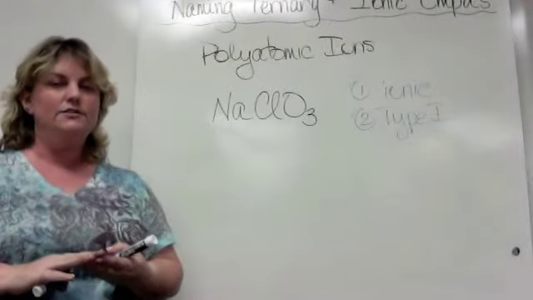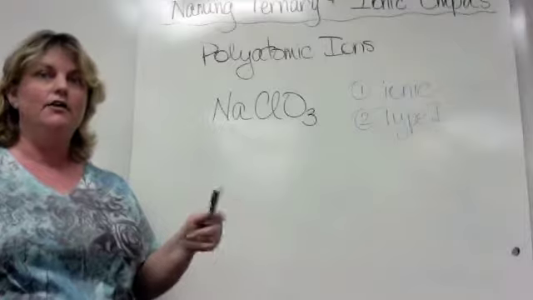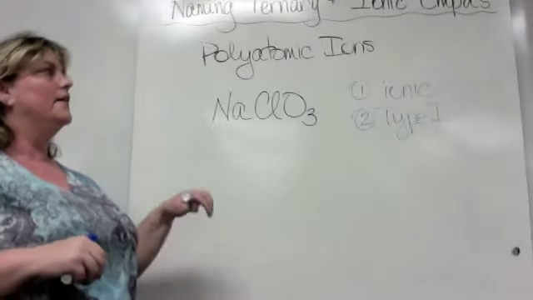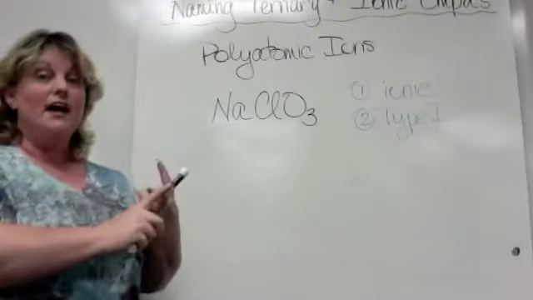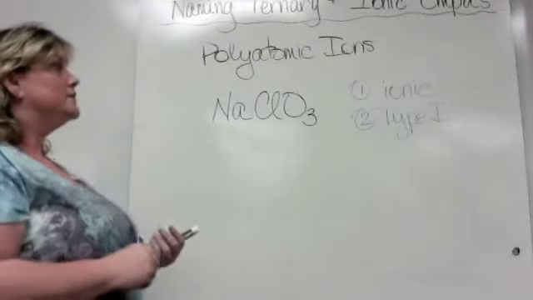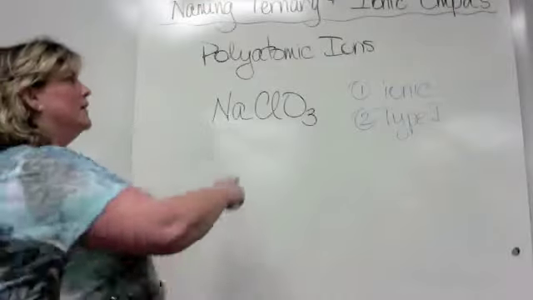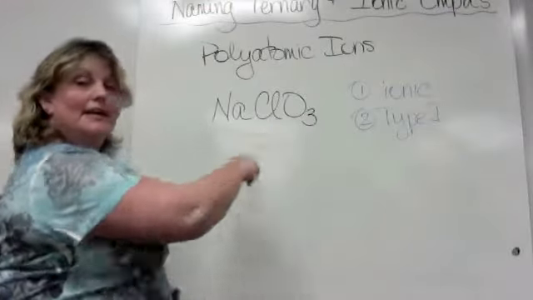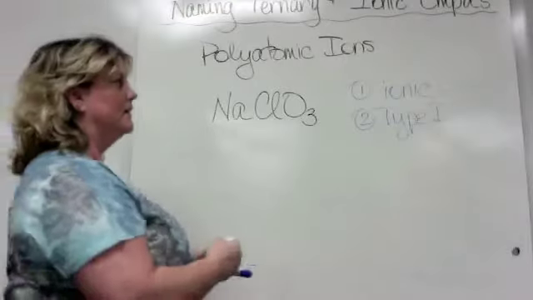Well, now we have to start asking ourselves a third question as well. So from here on out, you're asking 3 questions. Is it ionic or covalent? If it's ionic, does it have a type 1 or a type 2 metal? And third question, does it contain a polyatomic ion? So, how do you know if it contains a polyatomic ion? This has 1, 2, 3 elements in it. It has to have a polyatomic ion.